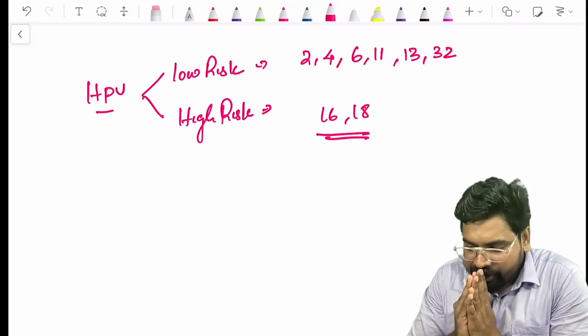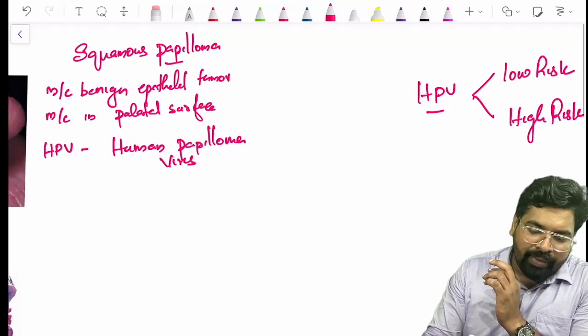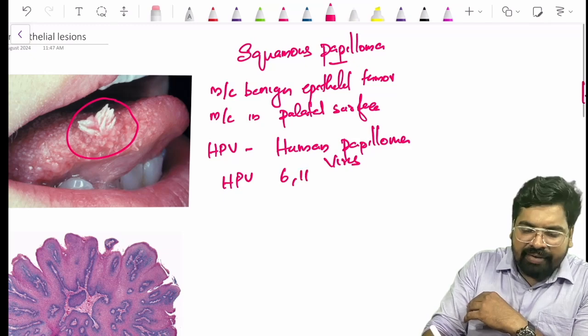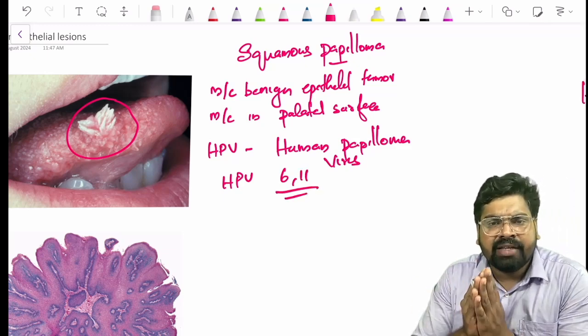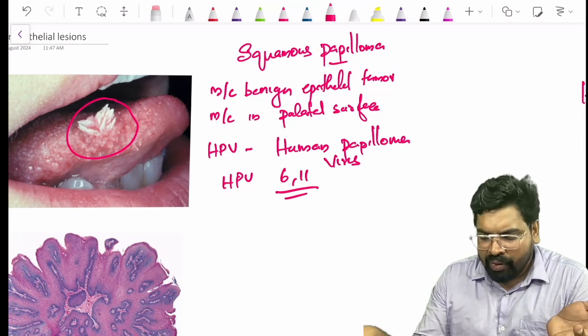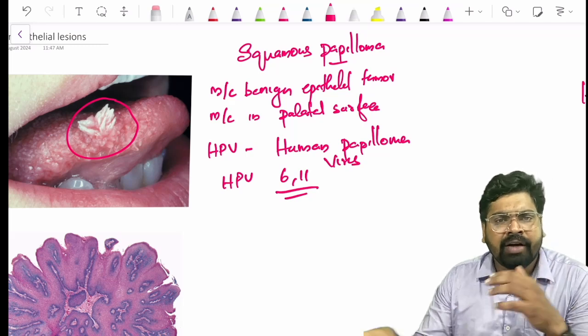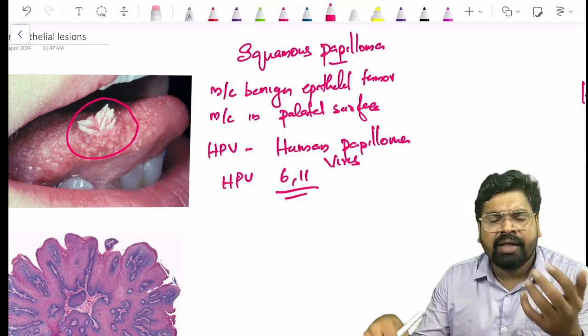So the main reason for squamous papilloma is HPV 6 and 11. HPV 6 and 11 are the main cause of squamous papilloma. This is the clinical presentation, where you see a finger-like or cauliflower-like growth.